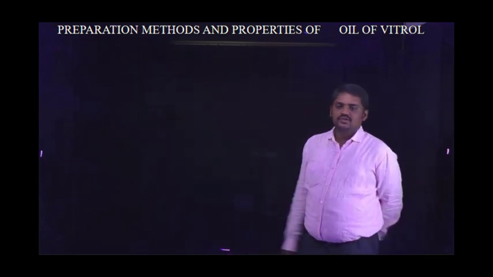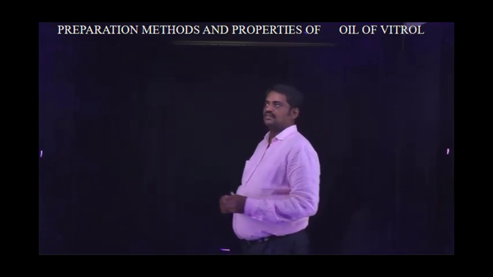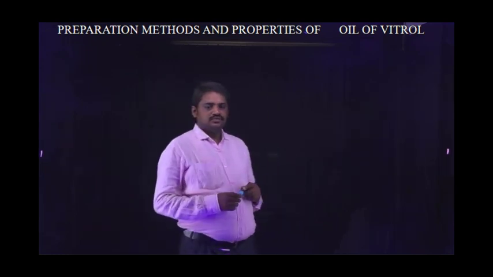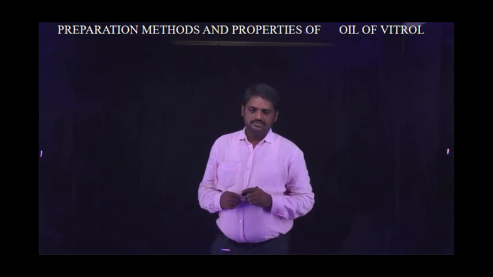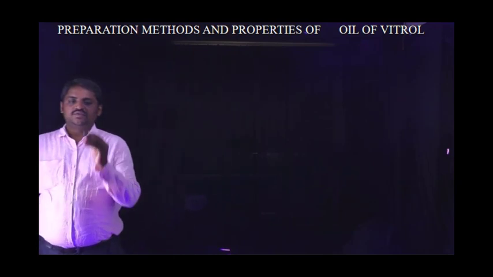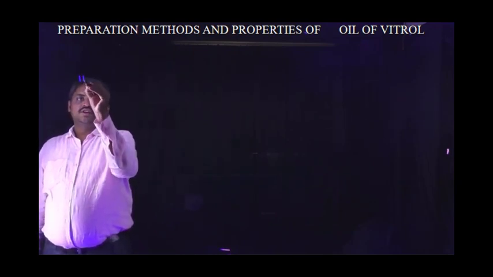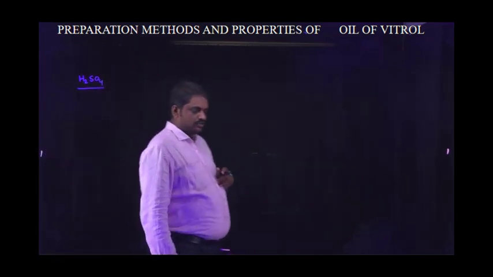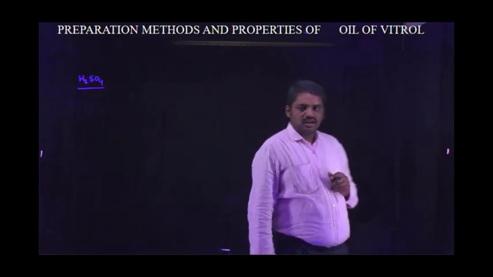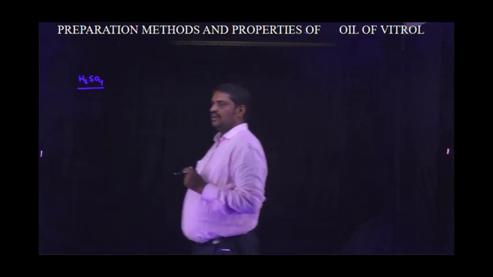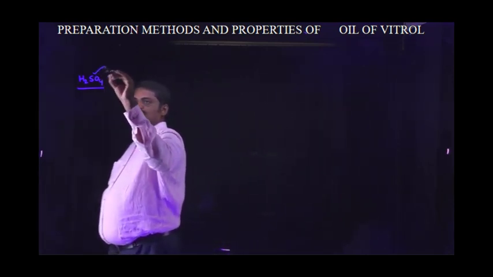Today I am going to discuss preparation methods and properties of oil of vitriol. Oil of vitriol's chemical formula is H2SO4. This is the chemical formula for oil of vitriol. This is one of the oxo acids of sulfur.